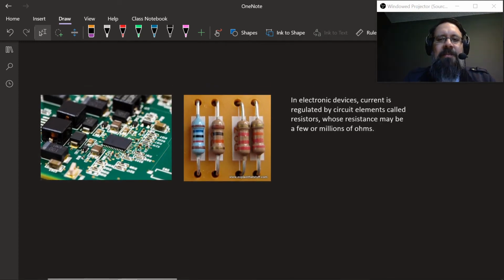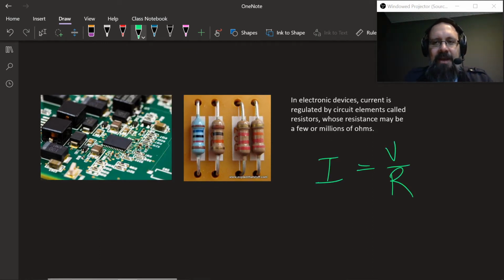Okay, so why is Ohm's law important? The reason Ohm's law is important is because it determines what the current will be. If you know what the potential difference is and you know what the resistance is, you can determine the current. Generally when you're operating an electronic device, you're going to want the device to have a certain amount of current flowing through it. And so Ohm's law allows you to determine what that current's going to be.